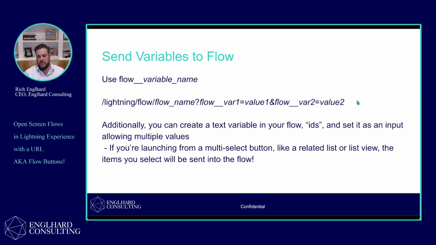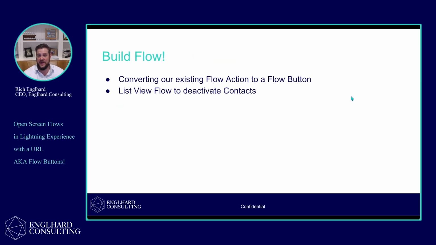So the additional part is you can actually create a text variable inside of your flow called IDs, and you can set it as an input. And that allows multiple values to be sent into it. So for instance, if you're launching it from a multi-select button, like a related list or a list view, the items you select will be sent into the flow. So this is pretty cool. We'll take a look at that as well.